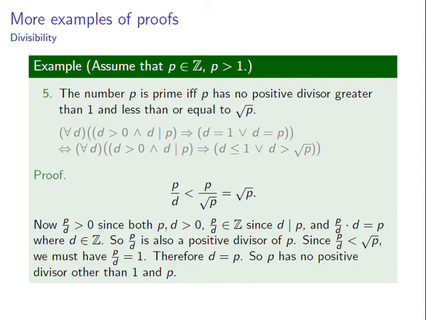So p has no positive divisor other than 1 and p. Hence, p is prime, which completes the proof of the backward implication and the proof of the claim.